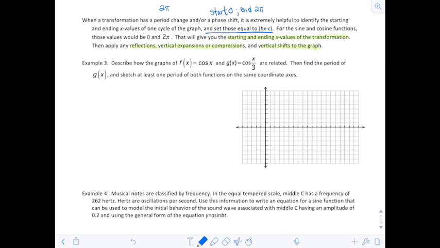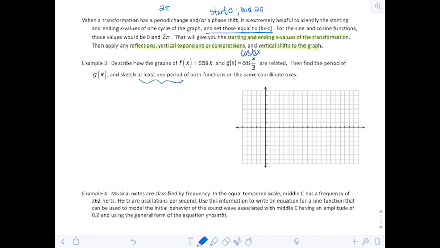And this first one actually is just going to have a period change, not a phase shift. So describe how the graphs of the cosine of x and g of x equaling cosine of x over 3, which is the cosine of 1/3 x, are related. Then we're going to find the period of g of x, because the amplitude hasn't changed, but the period will change. We're going to sketch at least one period of both functions and the coordinate axes.